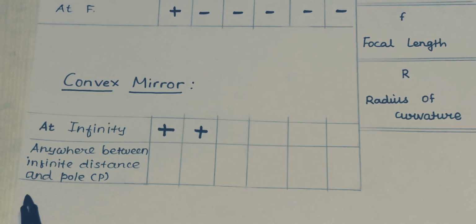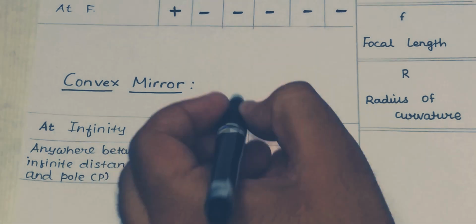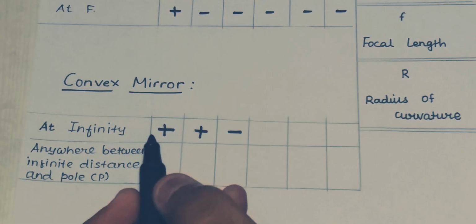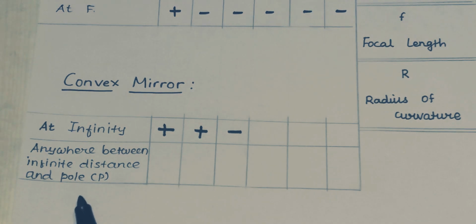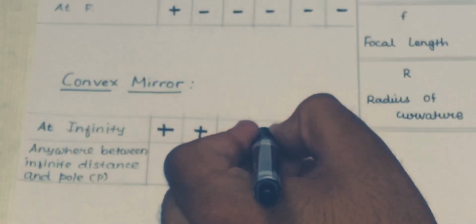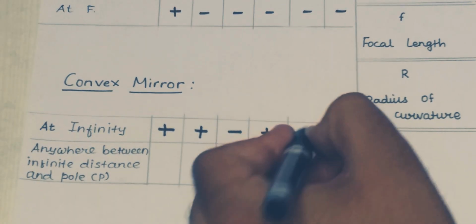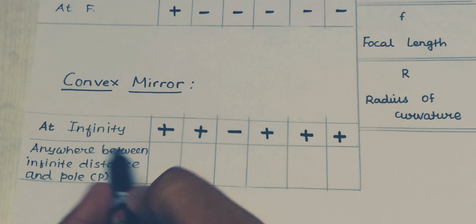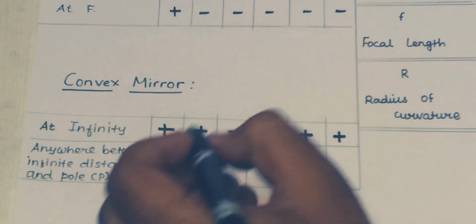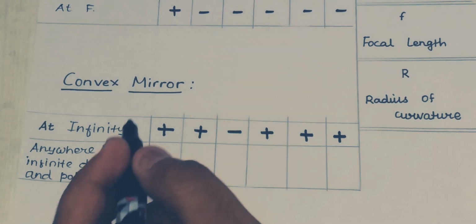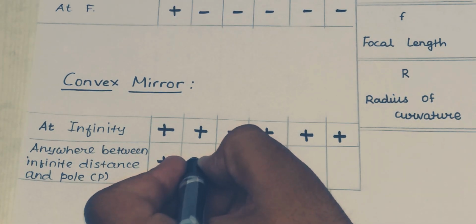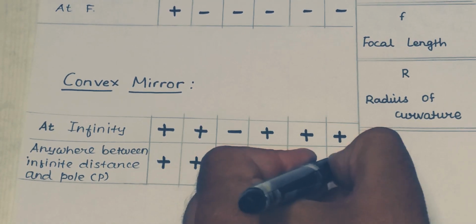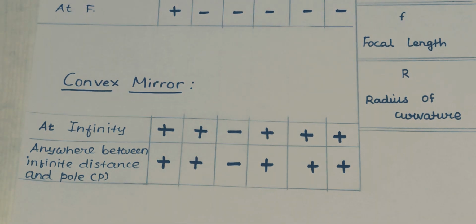Now u. We measure u on the left side of the pole, so it is negative. And then the image distance. We measure the image distance on the right side of the pole, so we get positive. Same for f and R. Now when we put the object anywhere between infinite distance and pole P, here also it is the same. Object height is positive, then image height is also positive, u is negative, and the other three things are positive.